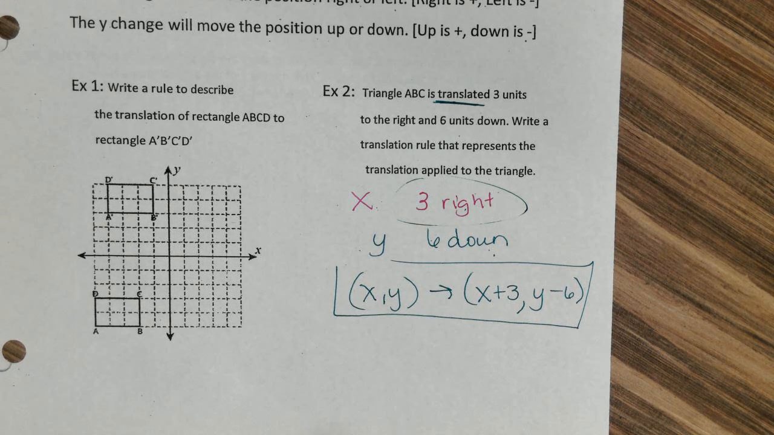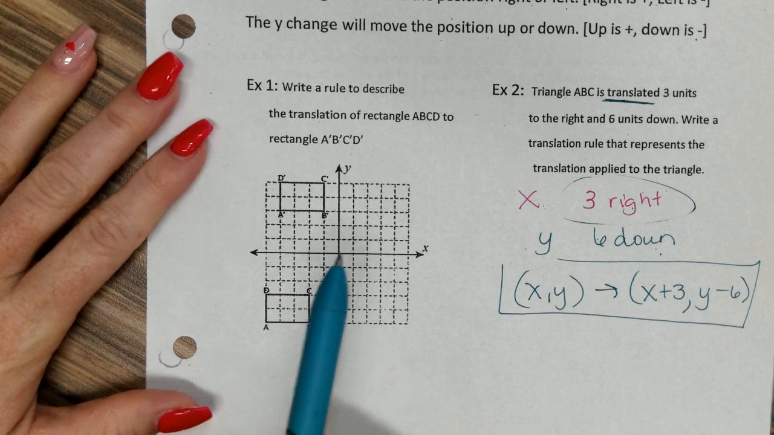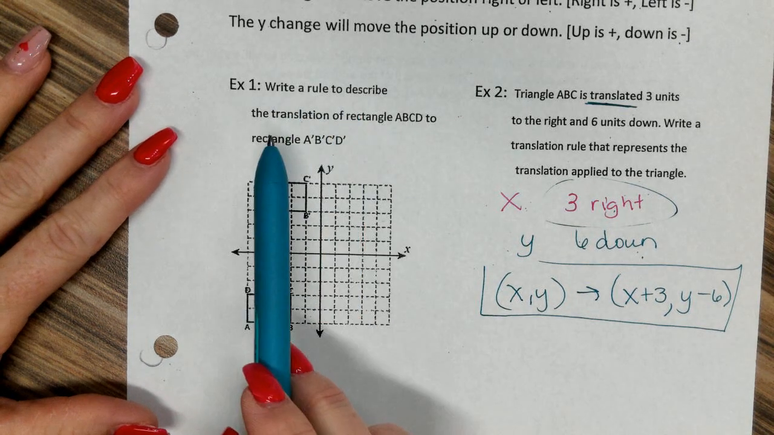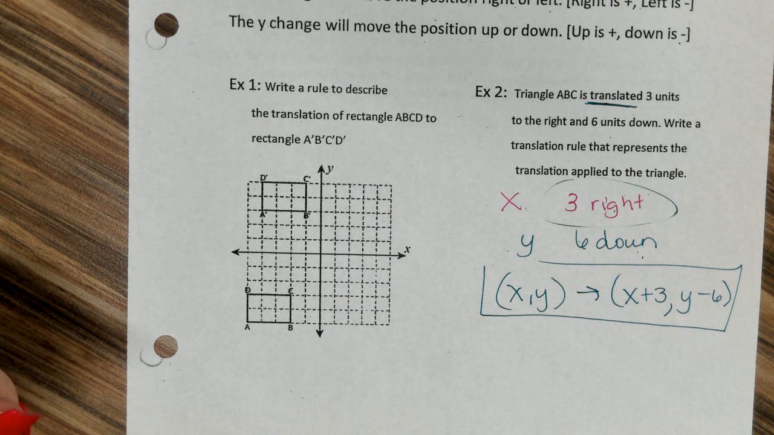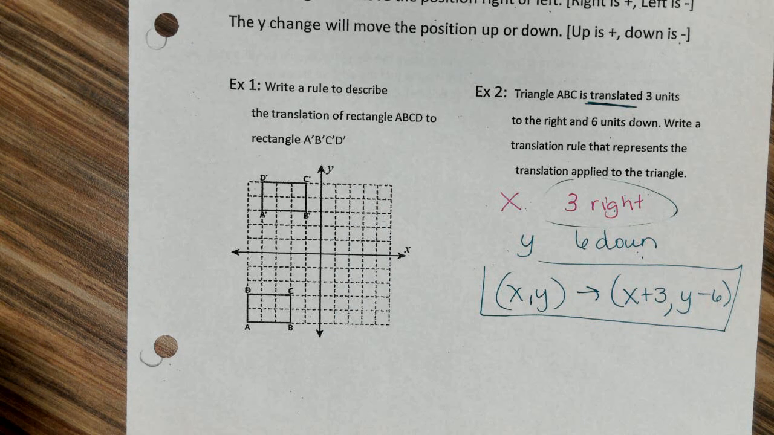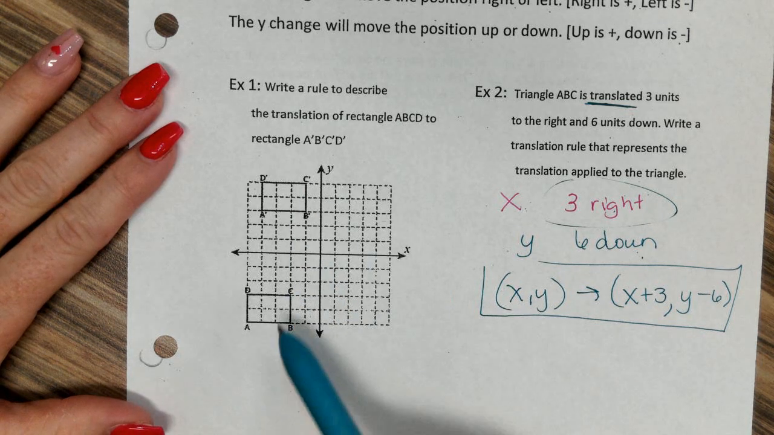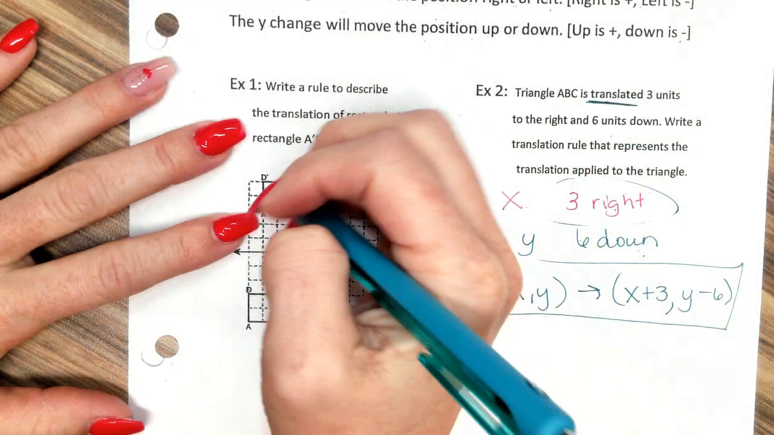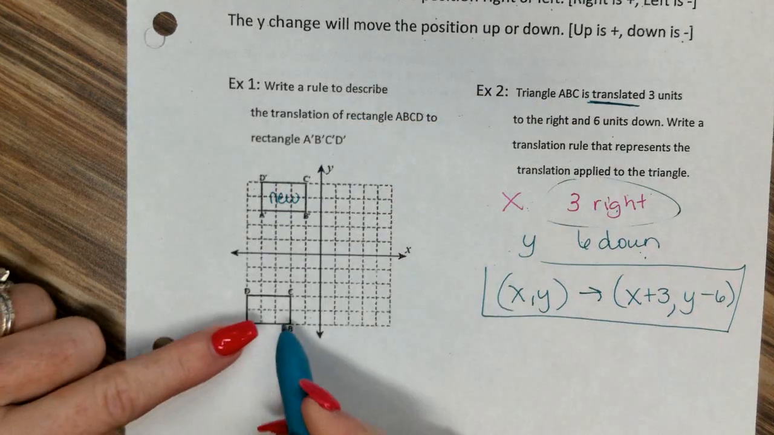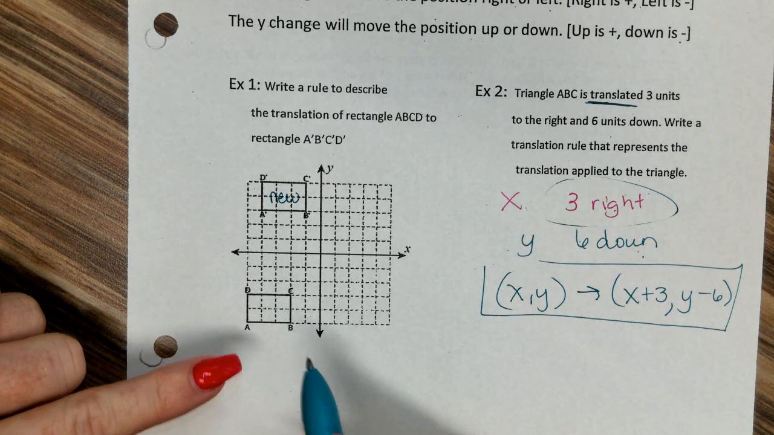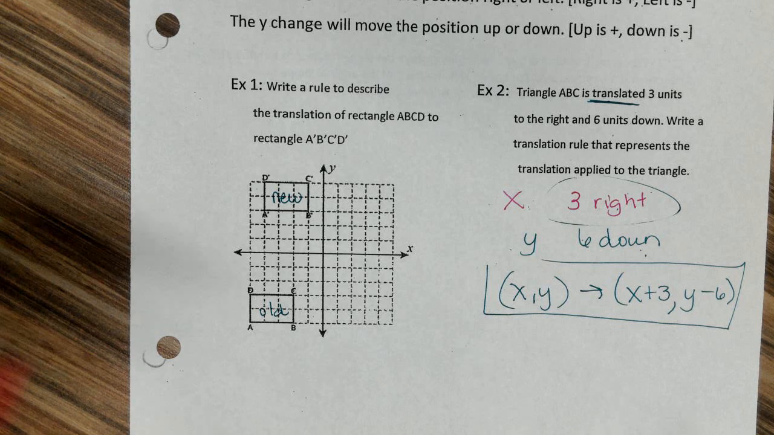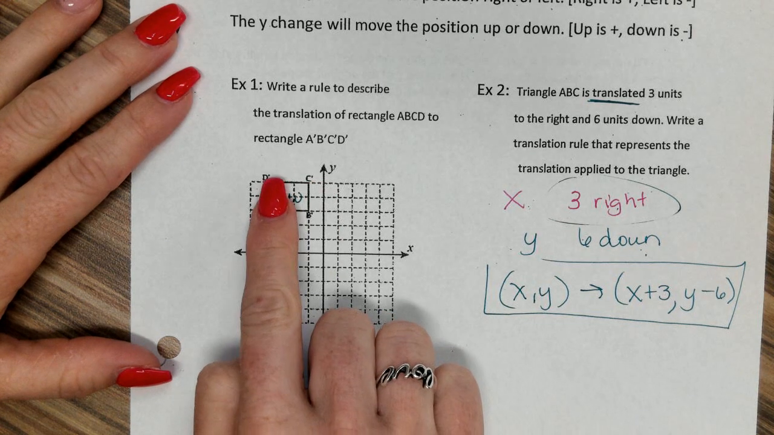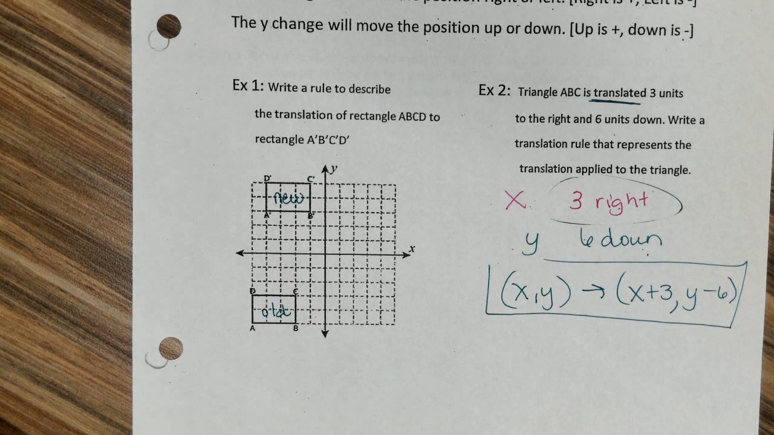Make sense? All right, let's go do this one. Now this one we have to count. It says, write a rule to describe the translation from ABCD to the new ABCD. Now this one is super important that you figure out the old and the new. So everybody, which one is the new shape? So label it new. That means we have to start our pencil on the old shape. And for those of you who were absent yesterday, the new shape has the little slashes. They're called prime marks. Okay?